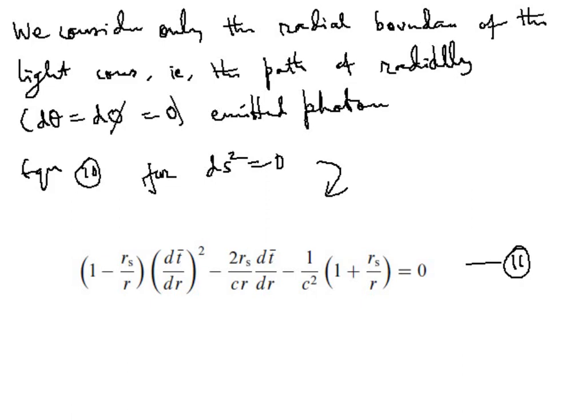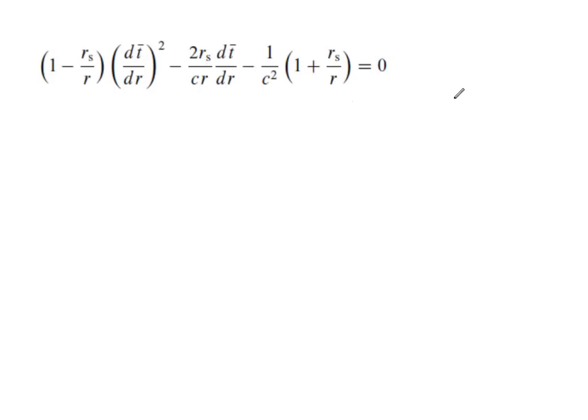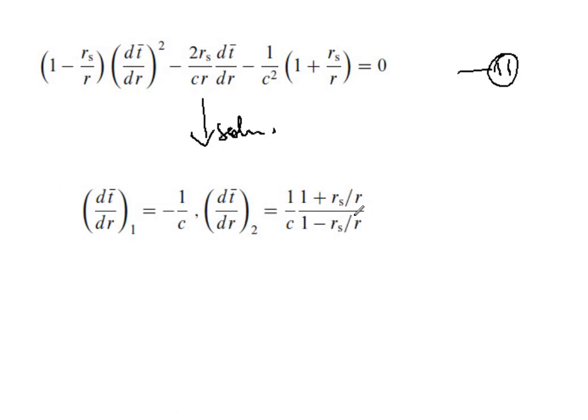Here we just did a division by c square dr square. Now let me write down the solution. So again let me write down this equation. So this is the equation, I am writing it again. So the solution is this. This is the solution.